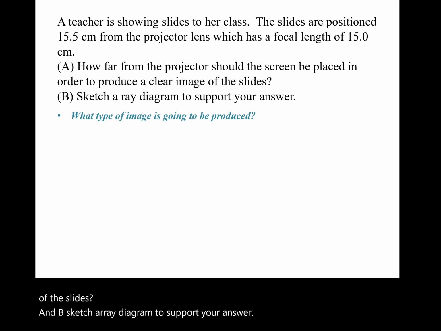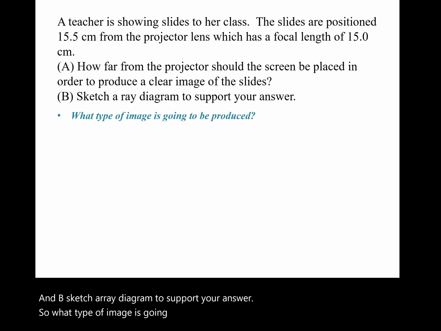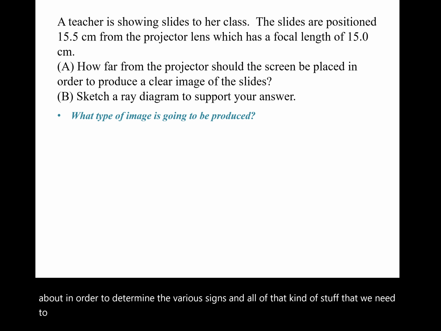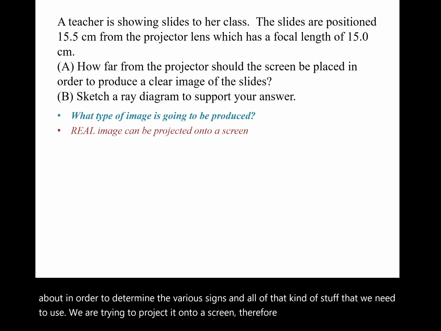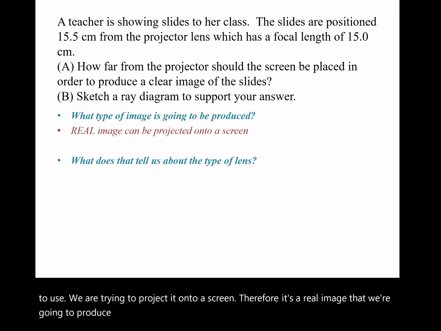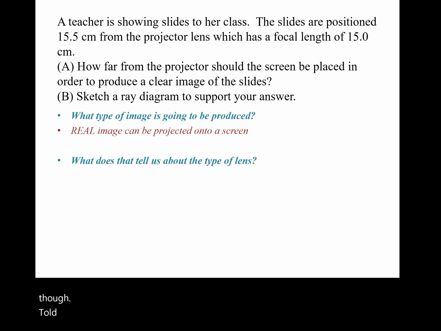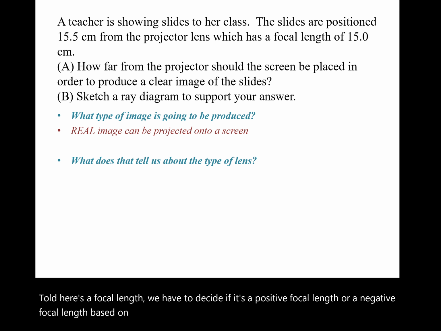So, what type of image is going to be produced is something we have to be thinking about in order to determine the various signs and all of that kind of stuff that we need to use. We are trying to project it onto a screen, therefore, it's a real image that we're going to produce. Another question we have to ask is, what does the fact that we're producing a real image tell us about the type of lens? Because keep in mind, even though we're told here's a focal length, we have to decide if it's a positive focal length or negative focal length based on the shape of the mirror. Or sorry, shape of the lens in this case.